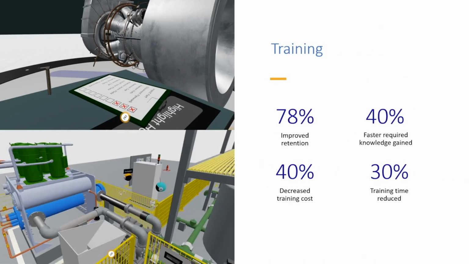Customers who have applied Visionary Render to create training scenarios such as this one have experienced ROI up to 78%, improved retention, 40% faster required knowledge gained, 40% reduction in training costs, and up to 30% reduction in training time. Of course, these are just a few examples of what Visionary Render can do. Visionary Render is the complete VR solution for supporting the life cycle of your product in every stage, from design, prototyping, sales, maintenance, operations, decommissioning, and it can also be connected with a PLM system to build a digital twin.